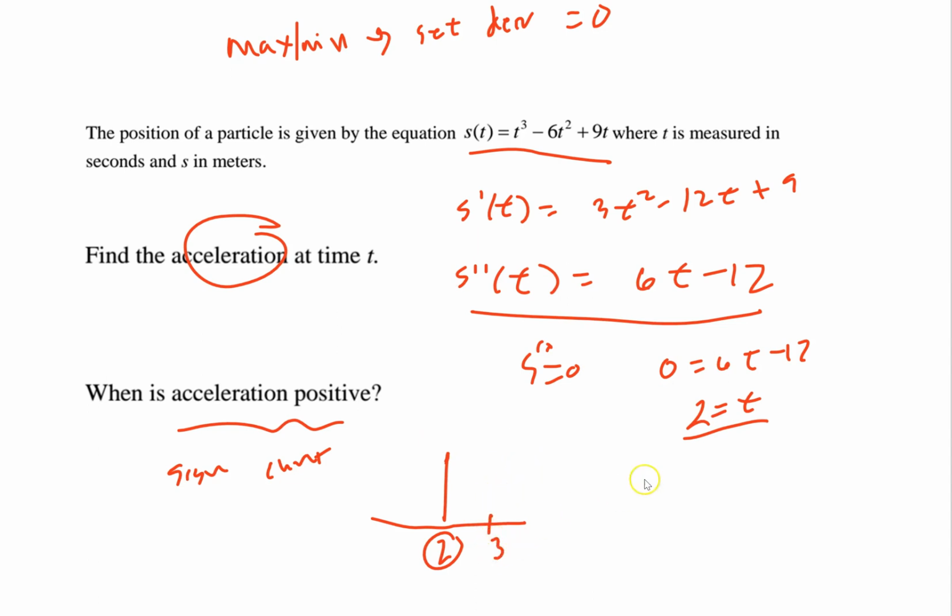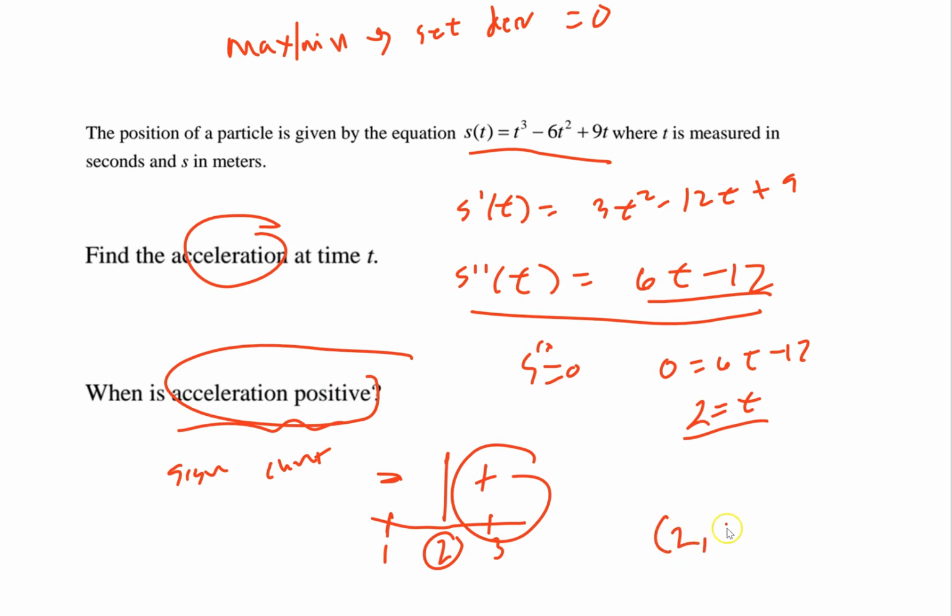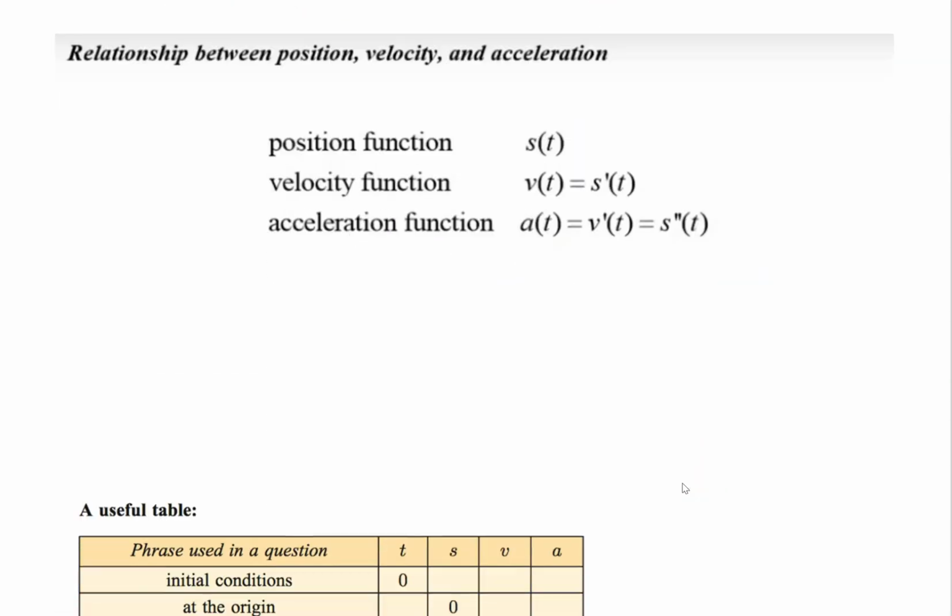Plug 3 into your derivative. That's 18 minus 12, so that's positive. On the other side, plug in 1. That's 6 minus 12, which is negative. So acceleration is positive between 2 and infinity. That's acceleration. So those are the 3 main functions we're talking about.